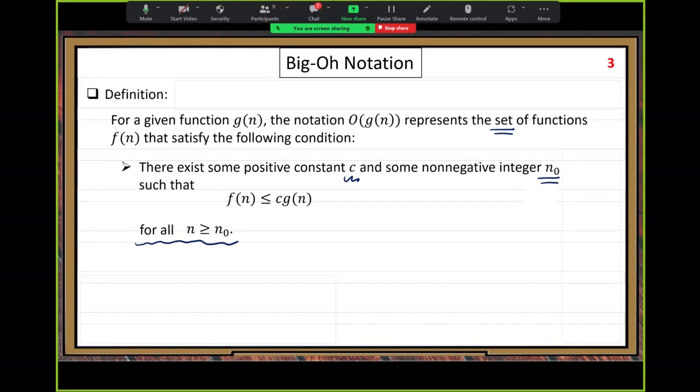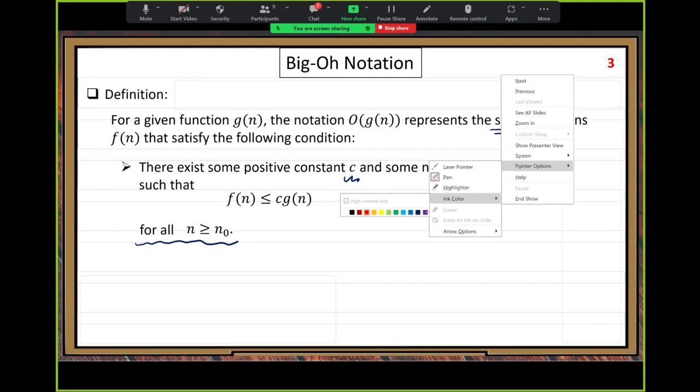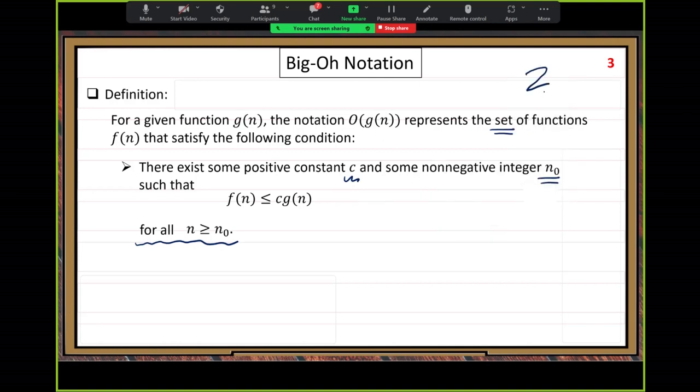But I need to spend some time to explain this definition. It's not easy to understand. Let me change the pen color here, because this definition is very abstract. So let me explain the meaning here.